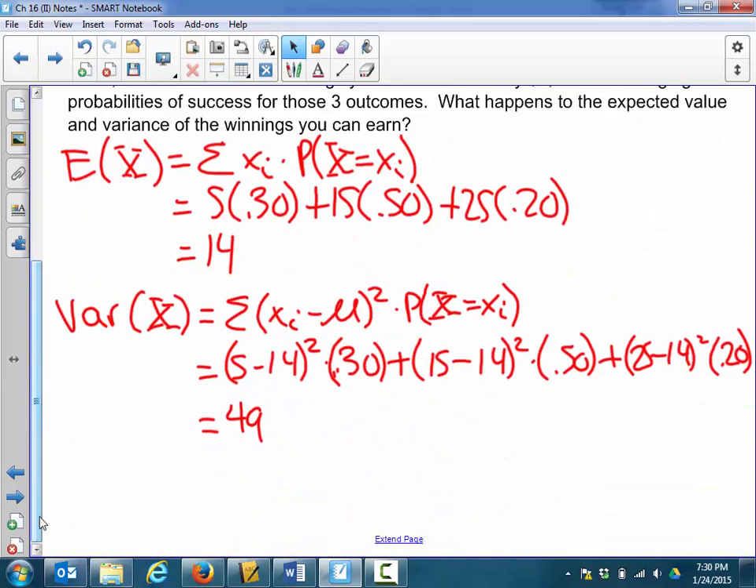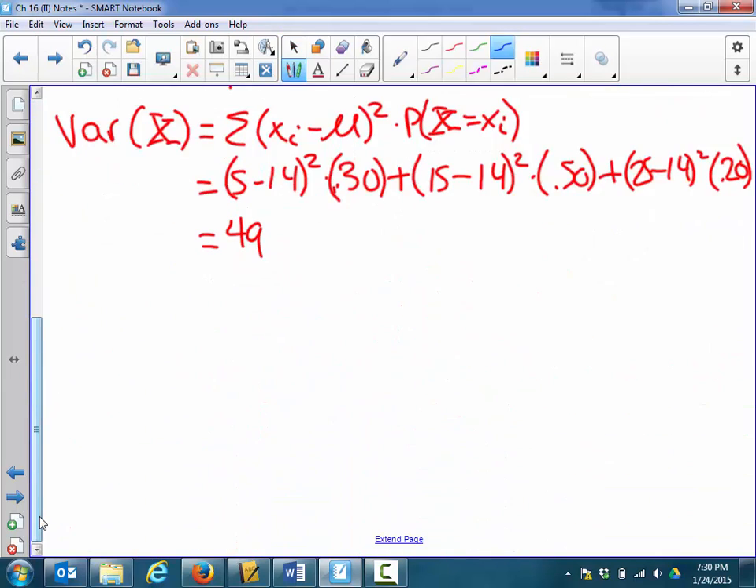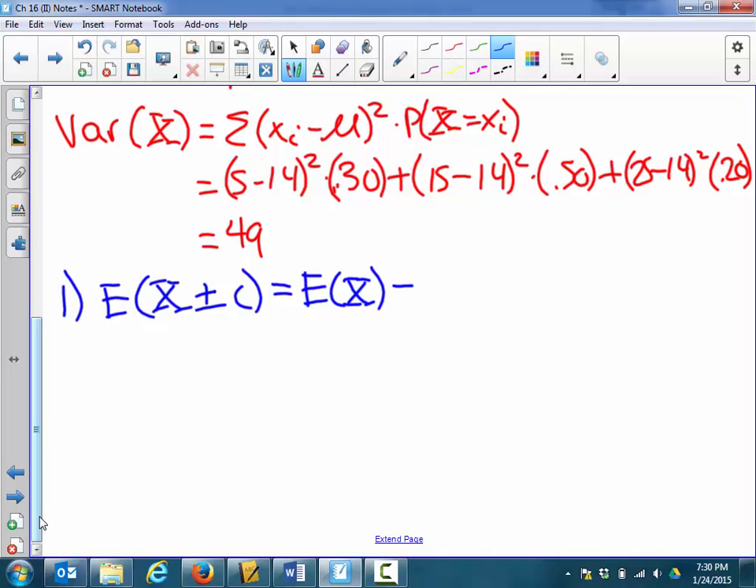All right, that takes us to the following two big ideas. The first, based upon the example you saw, is that the expected value of a random variable plus or minus some constant, like we subtracted 5 here, just gives you the expected value of the original variable plus or minus that constant.